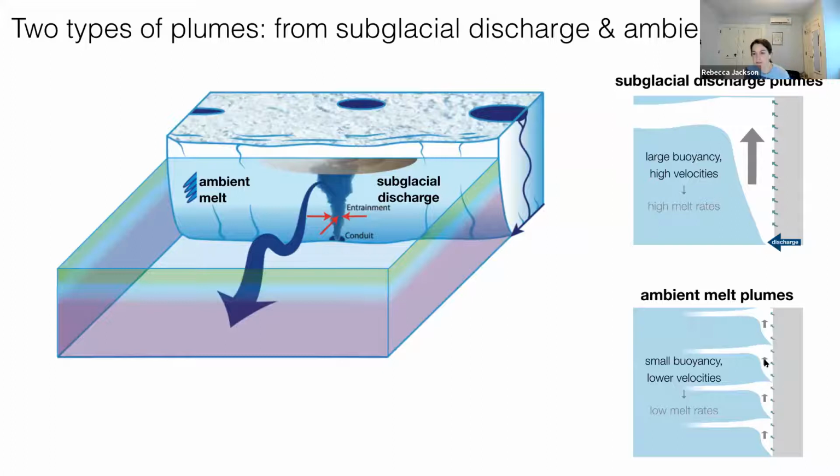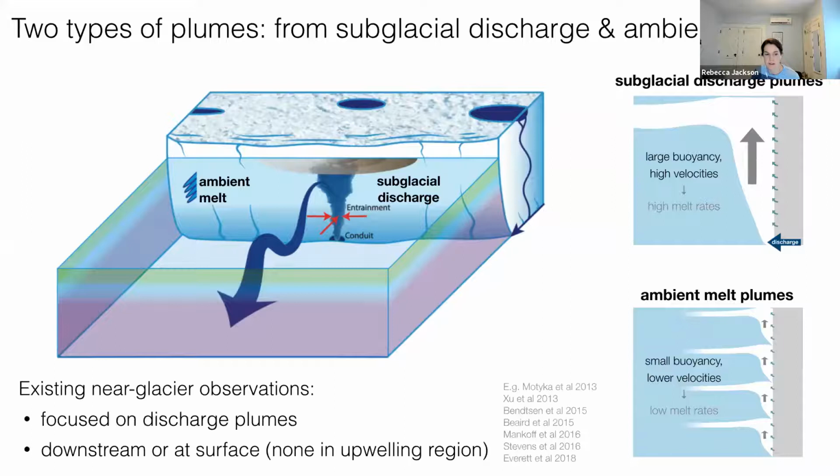So we have these two regimes, and because we expect melt to be much higher behind the discharge plumes, a lot of the focus of previous studies, both observationally and modeling, have been on this discharge plume regime. In terms of observations near the glacier, they've mostly been focused on discharge plumes as they hit the surface or are flowing away from the glacier. But importantly, we don't really have observations in the upwelling phases of these plumes or close to the glacier, where we might be able to characterize what this ambient melt regime really looks like.